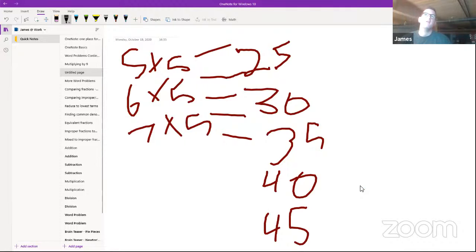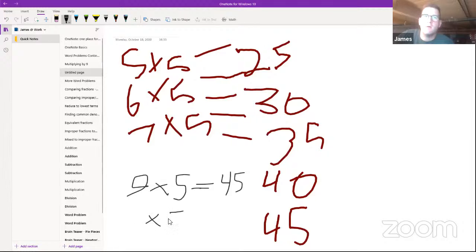That's great. And one thing you can notice there is that multiples of 5 end in either 5 or 0. And anytime you're multiplying by an odd number, like 9 times 5, the answer is going to end in 5. So that's 45. And anytime you multiply by an even number, like 8 times 5, that'll end in a 0. So 40, 8 times 5 is 40.